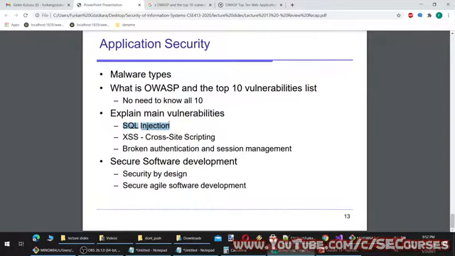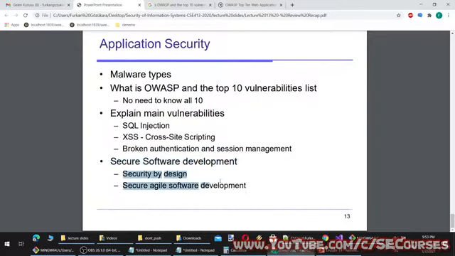Okay, XSS cross-site scripting is another one, and you have to be extremely careful. Again, when you are taking user input, you have to sanitize it or display it with sanitization. And broken authentication and session management is also another one. When you design a login and register system, you have to be extremely careful. Okay, so these are the three main vulnerabilities that you may make.